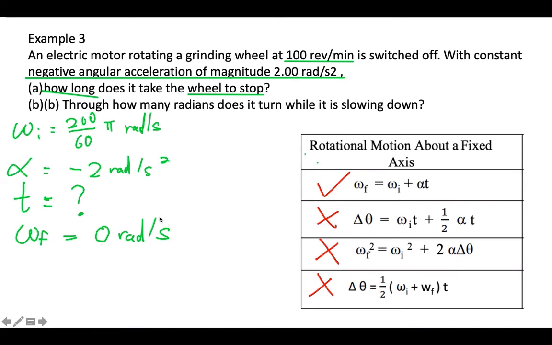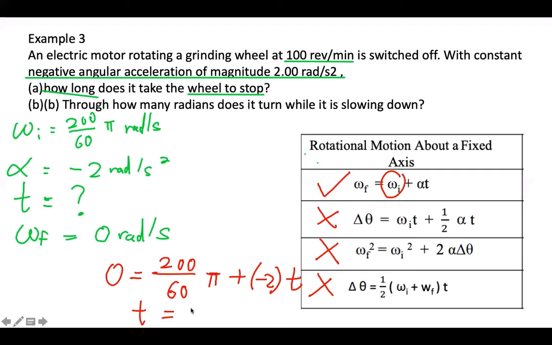Cool. So we just substitute. 0 equals 200 over 60 pi, and then plus, remember to put negative 2 and time. Okay, and the time is equal to 10.5 seconds. Okay, and this is A.